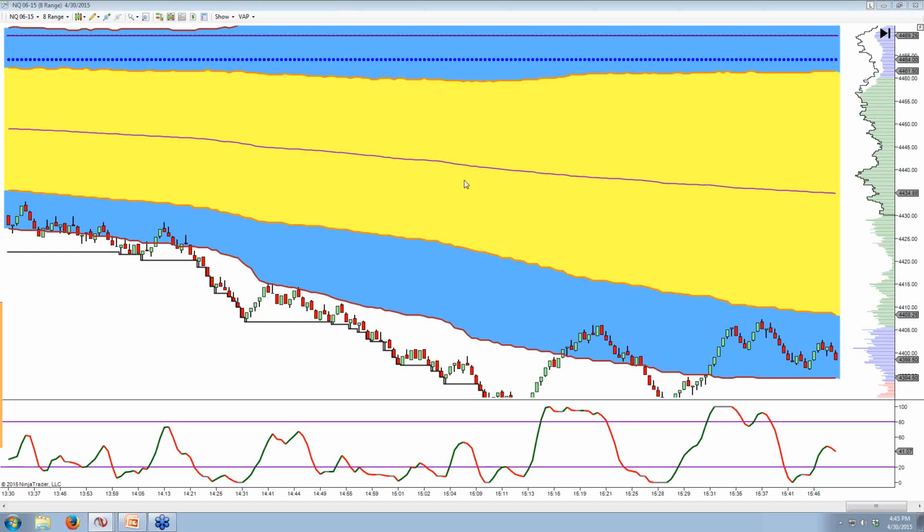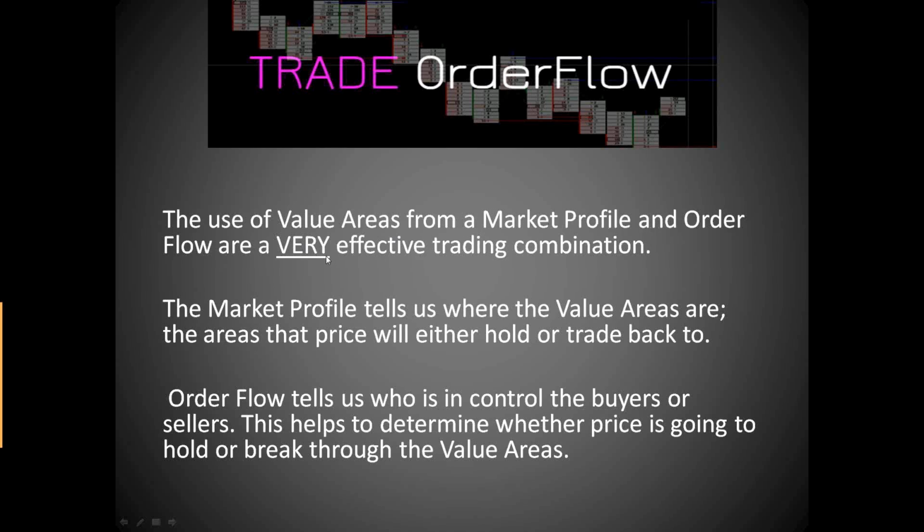And I'm going to just bring back my presentation here so you could see the next slide. So the use of the value areas from the market profile and the order flow are a very effective trading combination as far as we're concerned. So the market profile tells us where the value areas are and the areas that price will either hold and trade back to, just like I was just showing you. And the order flow is going to tell us who's in control, the buyers or the sellers, and this helps determine whether price is going to hold or break through those areas. So let me now show you what the order flow chart looks like.